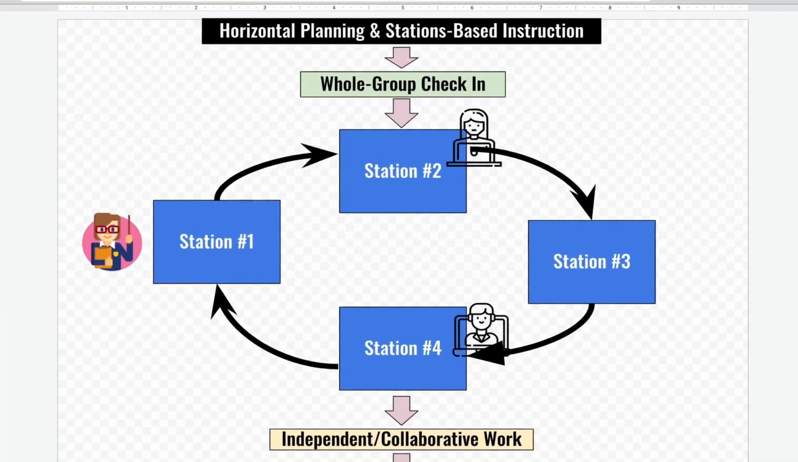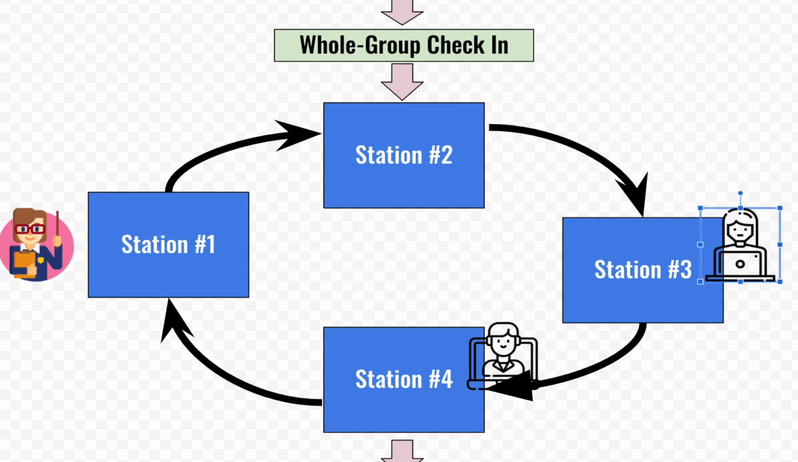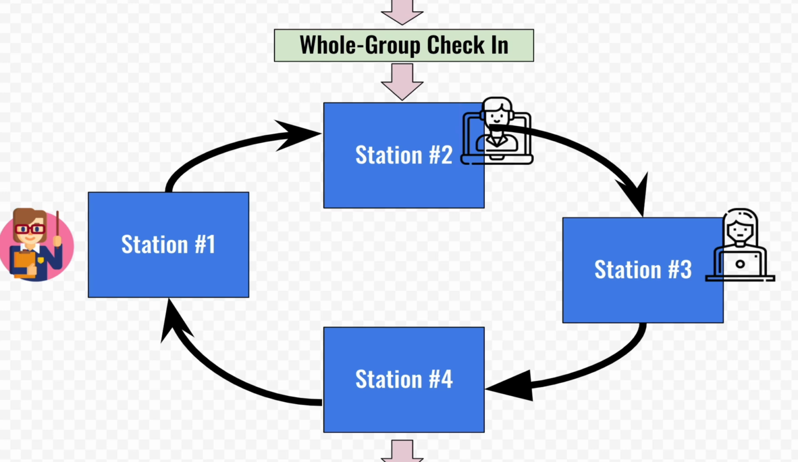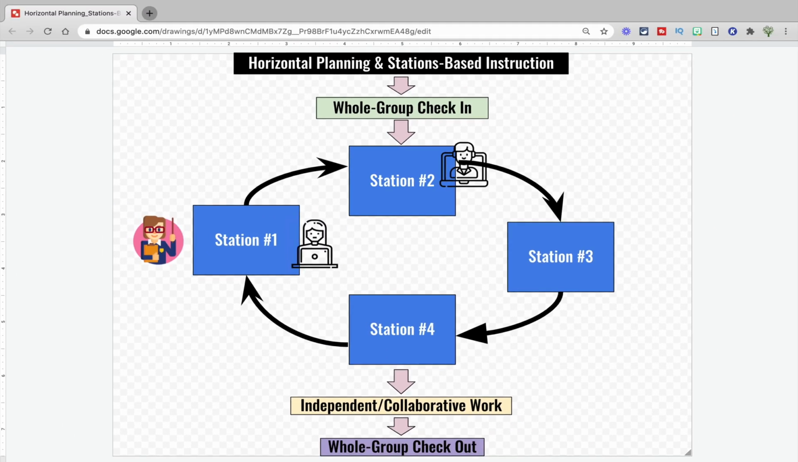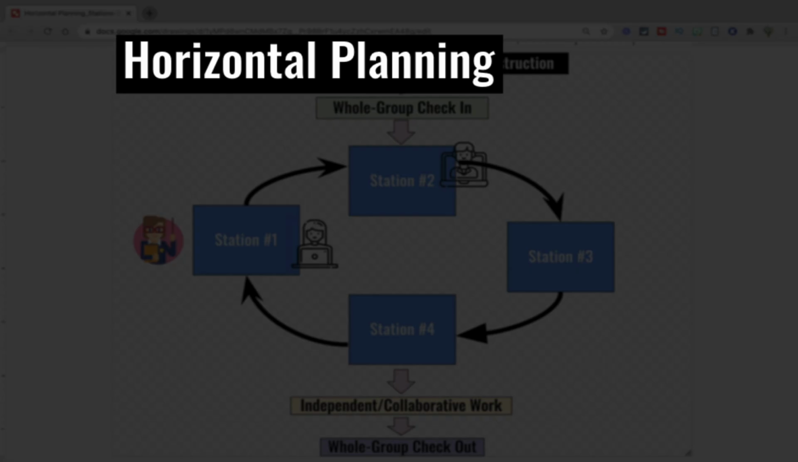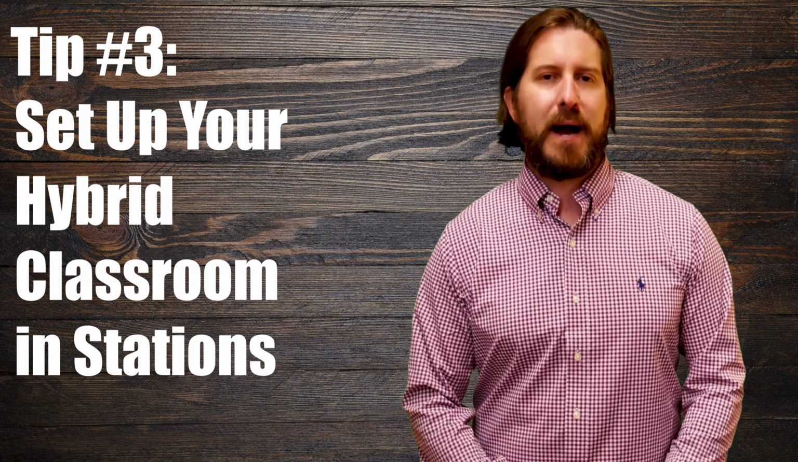Although the learning that takes place in stations needs to be connected, the key idea is that the order through which students move through stations doesn't matter. Breaking your lessons into non-sequential pieces is called horizontal planning. And if you want to learn all about how it works, I suggest you check out one of Catlin Tucker's books on blended learning.